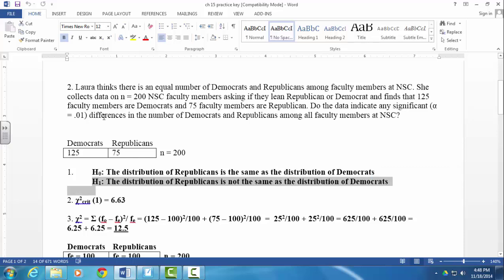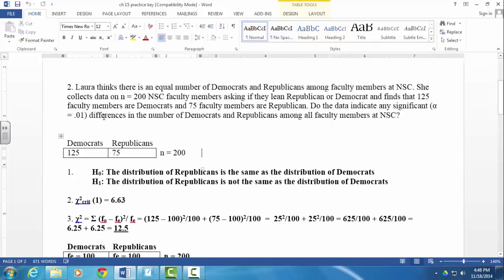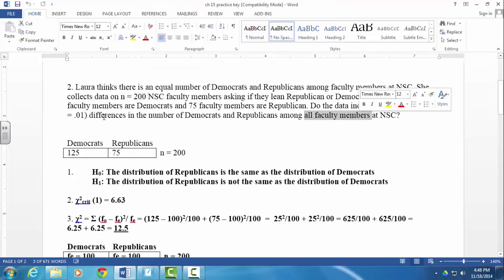If you are confused about stating the null and alternative, you could just steal from this. You could say the null is that there is no significant difference in the number of Democrats and Republicans among all faculty members at NSC, and the alternative is that there is a significant difference in the number of Democrats and Republicans among all faculty members at NSC. That's totally fine with me. And this says among all faculty members because we are using this sample to make inferences about the population.